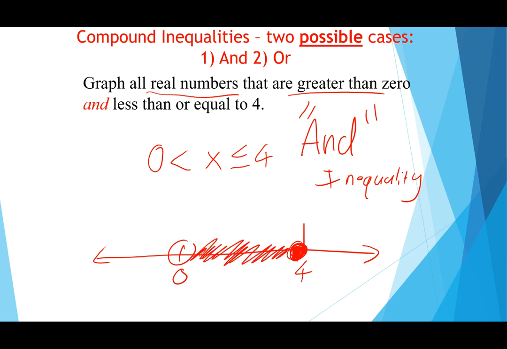That's another good point to mention about and inequalities, is that the and inequalities are always in between. Okay, you're going to shade in between. Because you're saying a number is bigger than another and also at the same time smaller than another in that order. So it's going to be between two numbers.